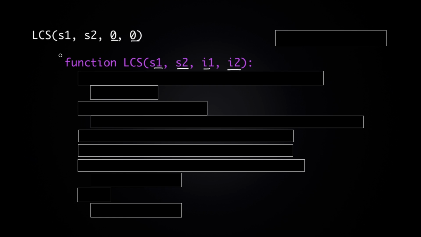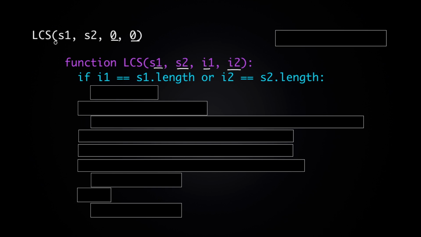Anyway, the first thing we're going to do in our main function is take care of the base case. And that's when I1 is equal to S1's length or I2 is equal to S2's length. And this is sort of like saying what's the longest common subsequence between an empty string and another string. And the answer is an empty string, so we're going to return an empty string from here.